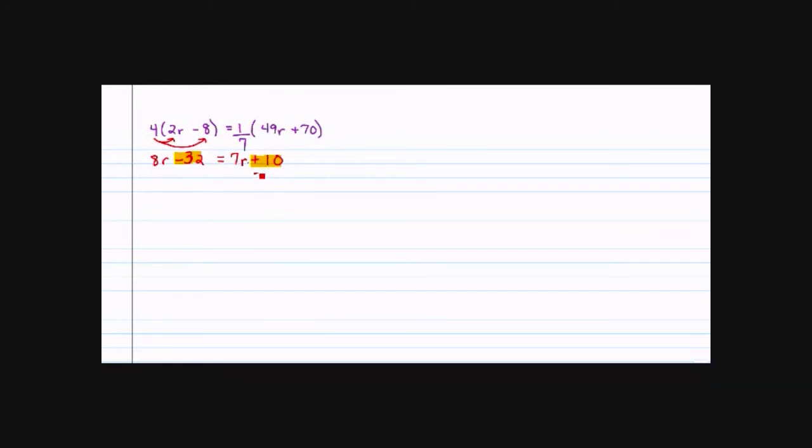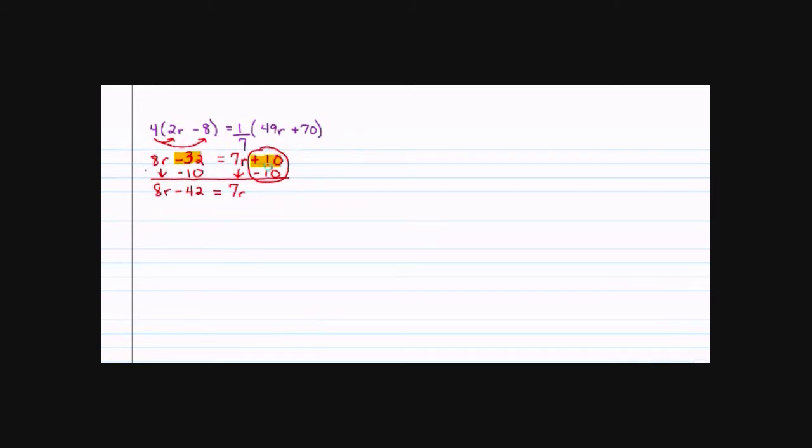The opposite of positive 10 is a negative 10. Hey, that's a pretty straight line. I bring down my 8r because I didn't use it. Negative 32 and negative 10, the signs are the same, so I find the sum. So I add them together. 32 plus 10 is 42. Take the sign of the larger number. So that's negative 42 equals, bring down my 7r, and positive 10, negative 10 equals 0, so I put a big fat 0 around it.